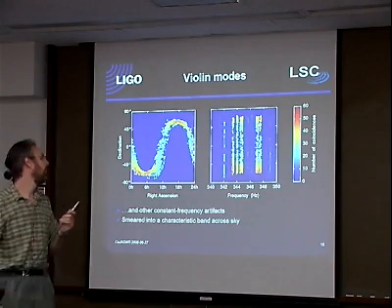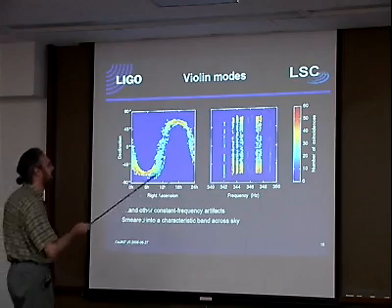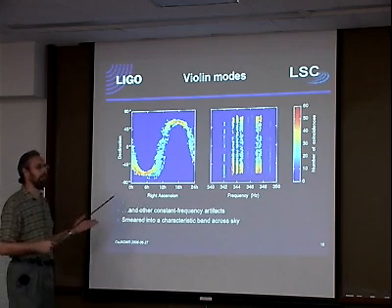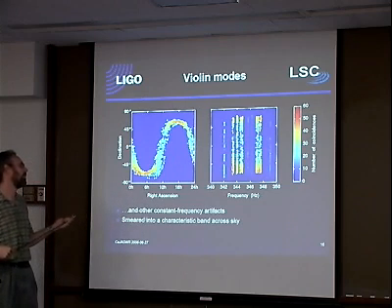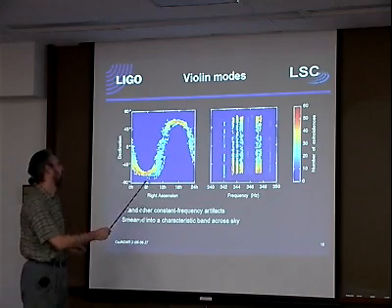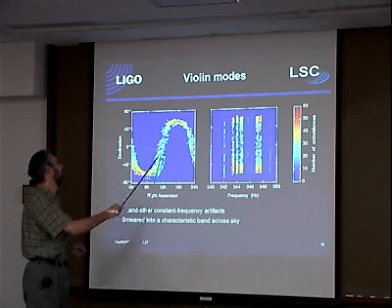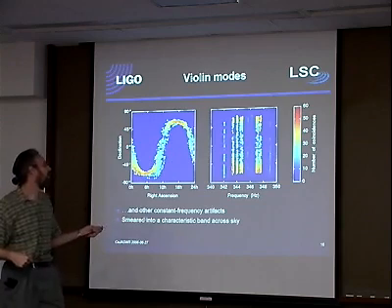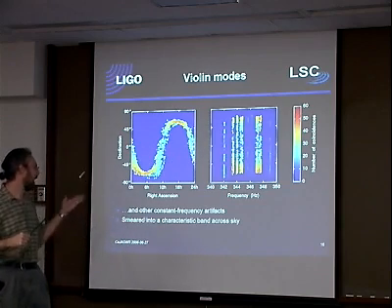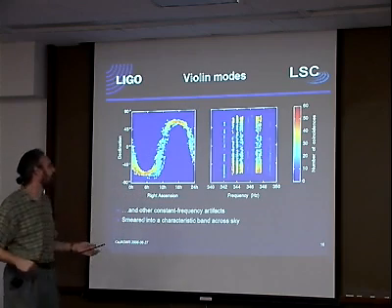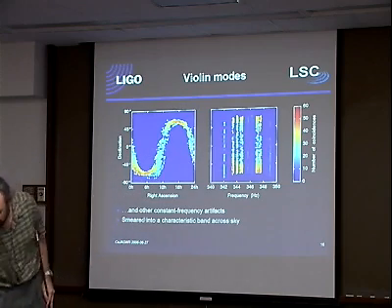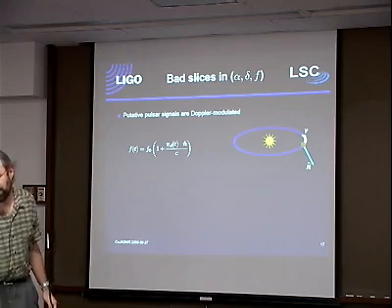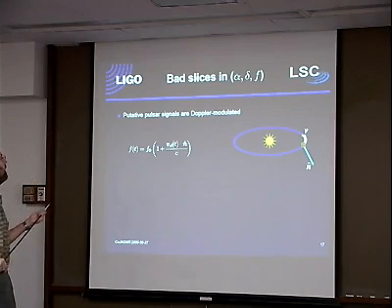And here is an example of instrumental artifacts, violin modes, and other artifacts in the instrument that have constant frequency. These artifacts get smeared into a characteristic band across the sky, so they can be identified to some degree by that. And I'll explain why they get smeared in that way. To understand that, you need to understand a bit about how the demodulation is done.